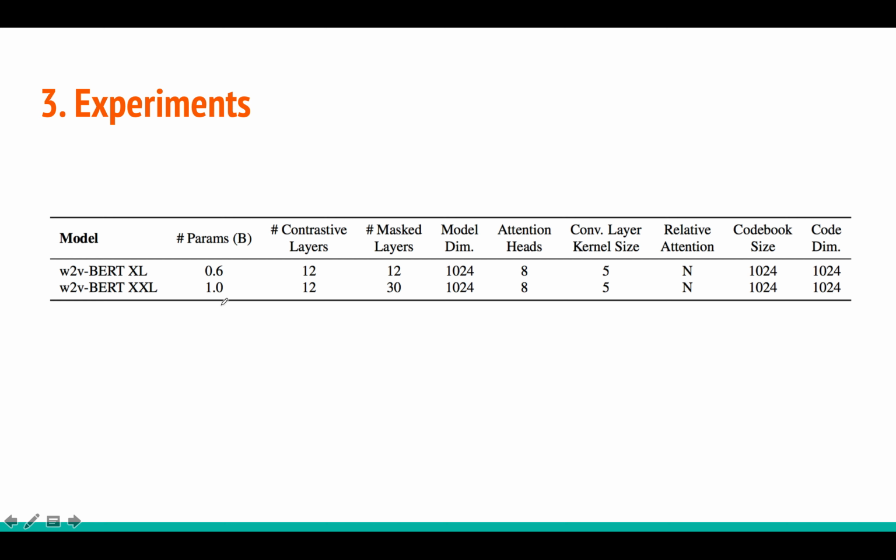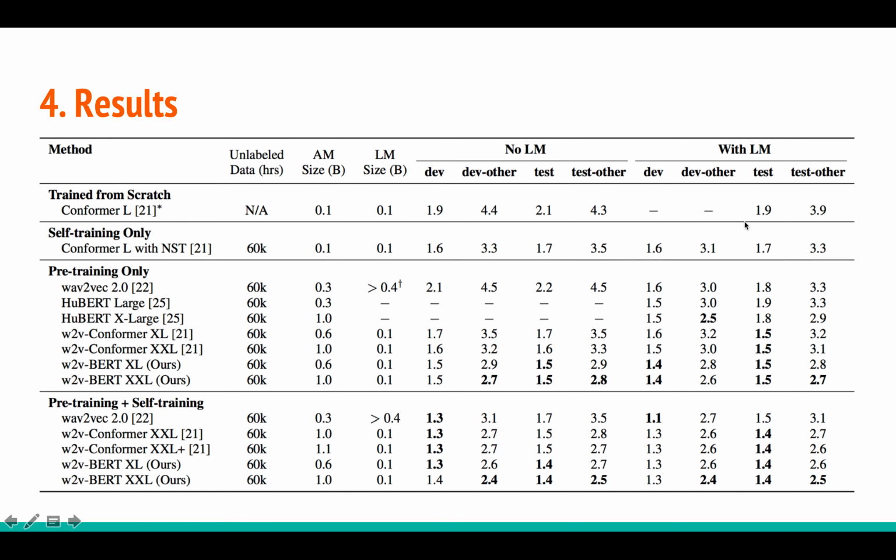And looking at the architecture, they have two models. One is called W2V-BERT XL and the other XXL. In case of XL, they have 12 contrastive layers and 12 masked layers, which is 24 layers of transformer, which is similar to the W2V 2.0 large model in the previous paper. In case of XXL, they have contrastive layer 12, but a huge number of masked layers, like 30, and the number of parameters is also crazily high, like 1 billion parameters.